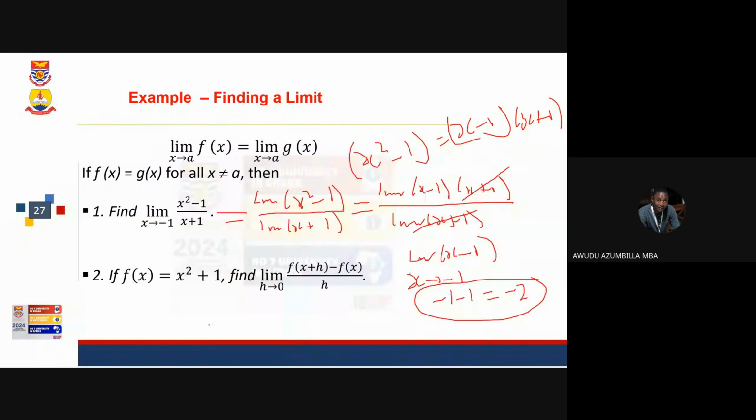The second one, we are going back to what we have been doing earlier. So here they are saying the limit as h is equal to 0. So you know this formula, right? You have to apply this formula to get the answer.